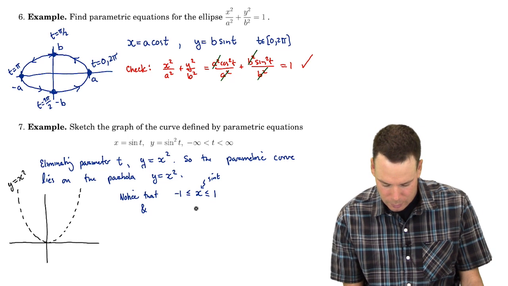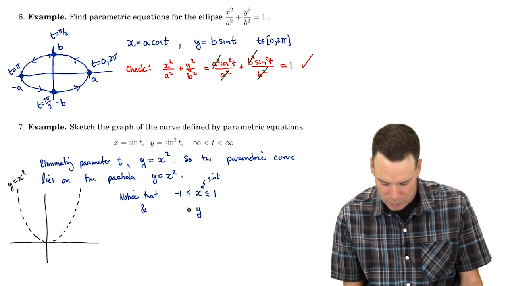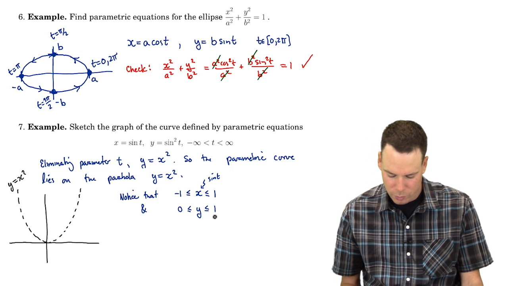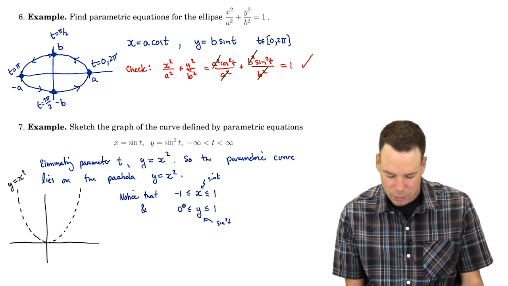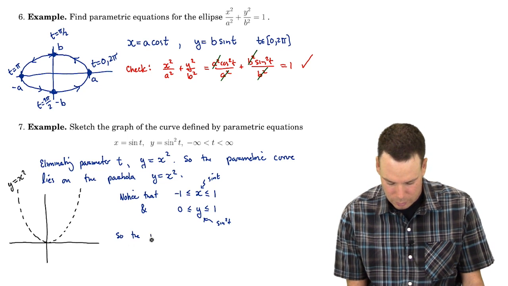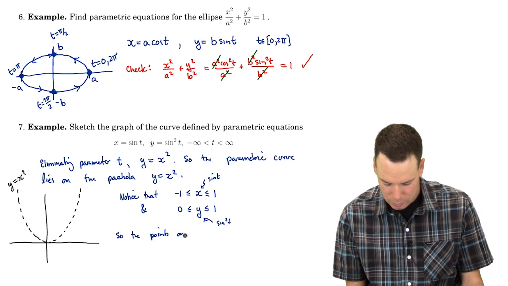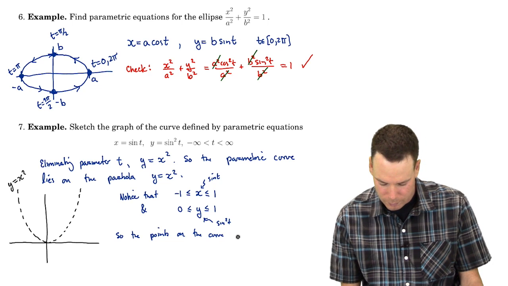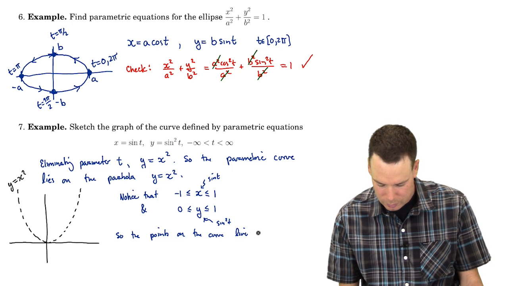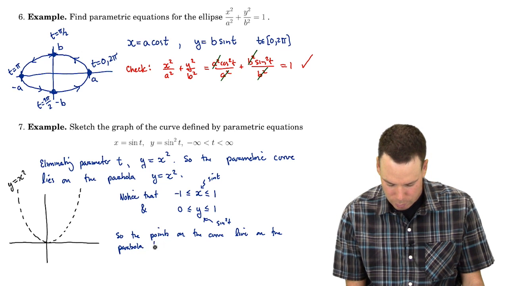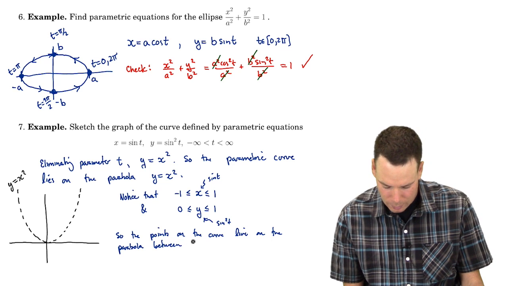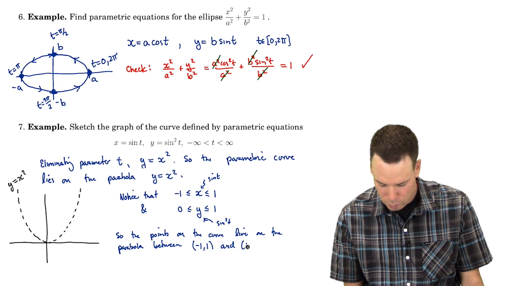And y, which is the square of sine of t, has to be a positive value because it's being squared, and smaller than 1. And so that's because that is sine squared of t. So I know that the points on the curve live on the parabola between negative 1, 1 and 1, 1.